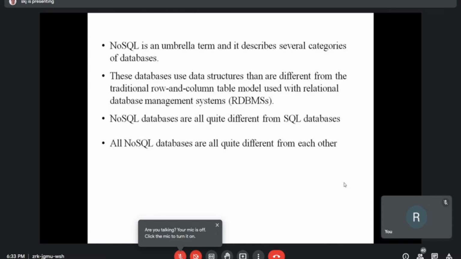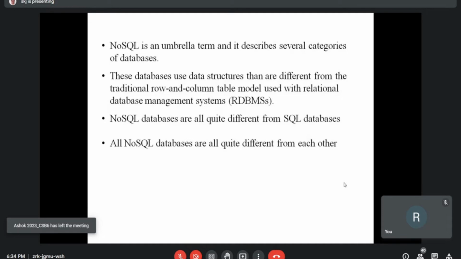NoSQL is an umbrella term. Umbrella term means in the English language, if we want to define several things by a single term, we say it is an umbrella term. So NoSQL is an umbrella term and it describes several categories of databases. When we say NoSQL database, it is not referring to one kind of database. It is referring to several kinds of database.